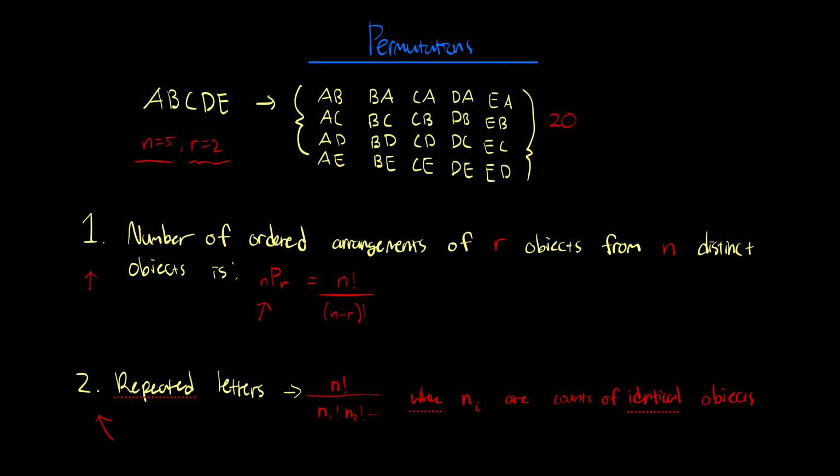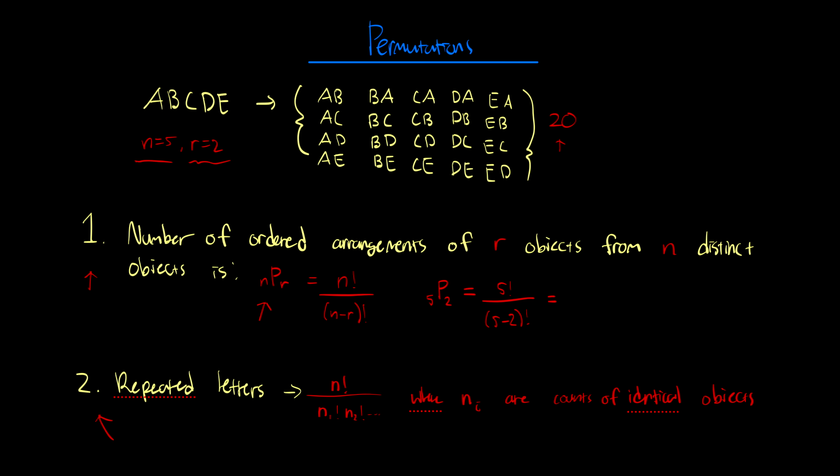Quickly, let's verify that the permutations of A, B, C, D, E equal 20 by using the first definition. This is going to be taking a sequence of 5 distinct objects and taking all the permutations of size 2. So 5P2 is going to be equal to 5 factorial over (5 minus 2) factorial.